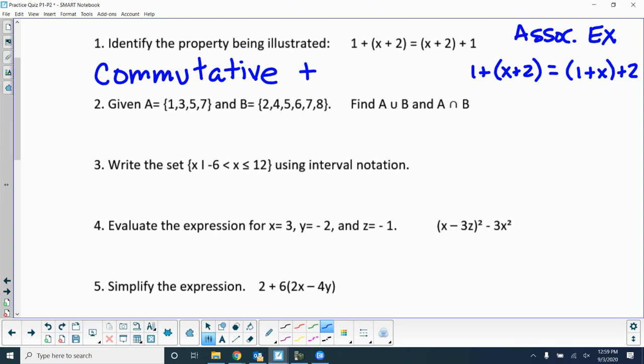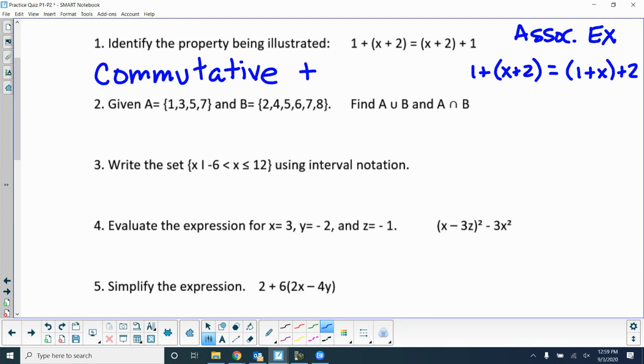But on the left, the x and the 2 is grouped. On the right, the 1 and the x are grouped. So I change the grouping. That's the associative problem. Okay, you guys all know what distributive looks like when you see it, right? We'll do distributive down here with the 6.